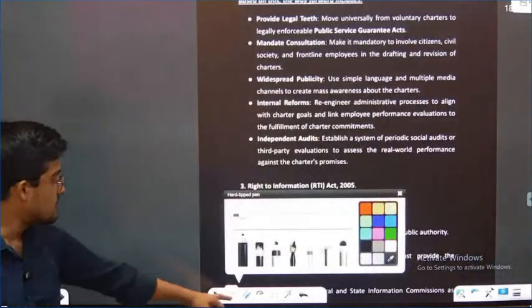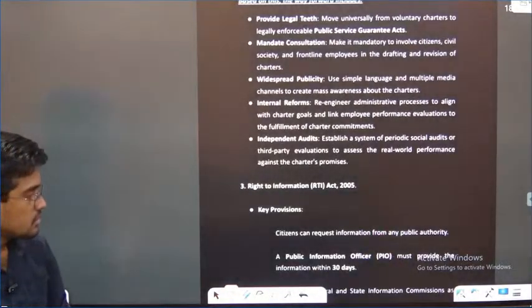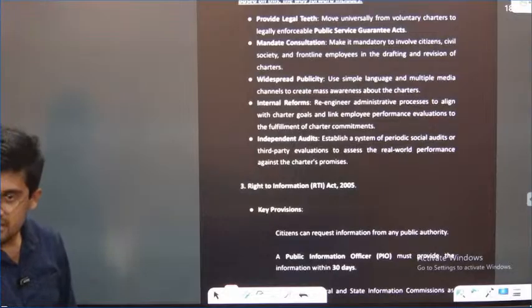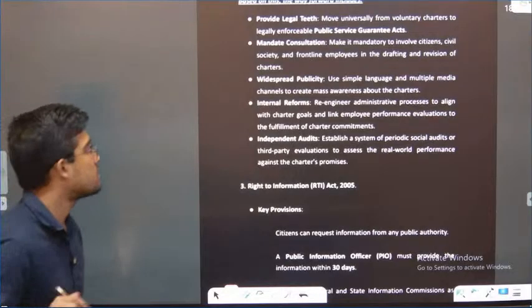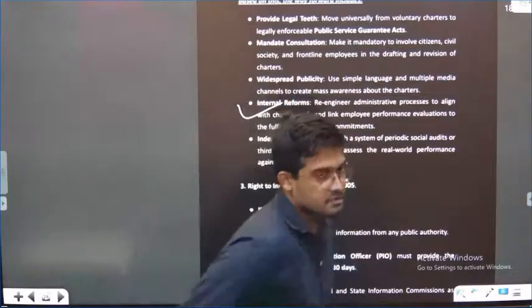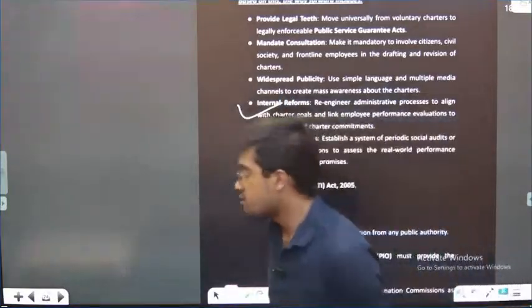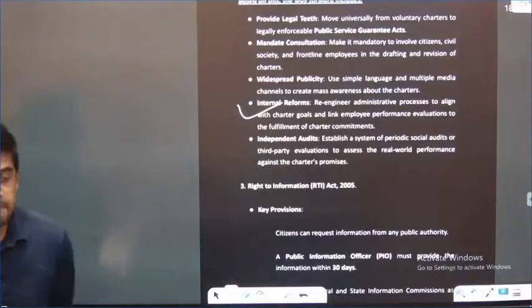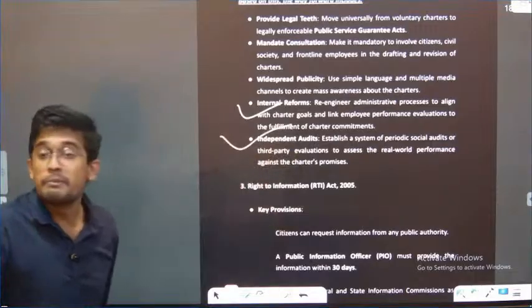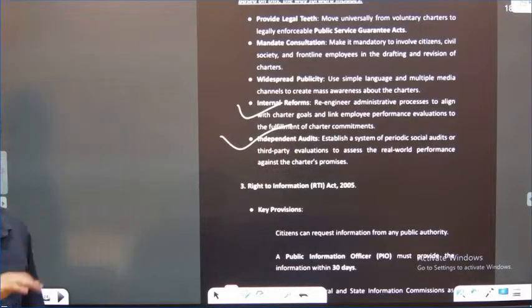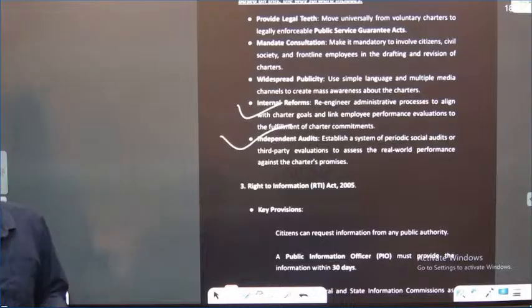That this charter has been made by our government, so there is widespread publicity of this. Then there are internal reforms. Internal reforms means within the bureaucracy, we are making ourselves more and more responsive in public service delivery. Then there are independent audits, where you audit from outside whether they are following citizen charters or not. Okay.